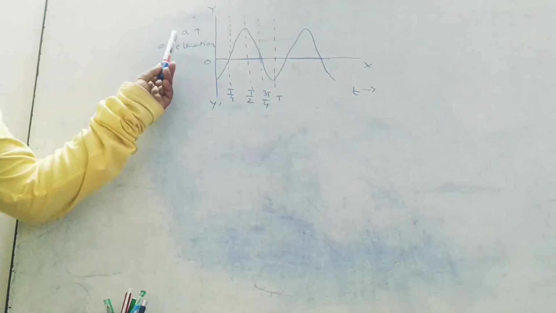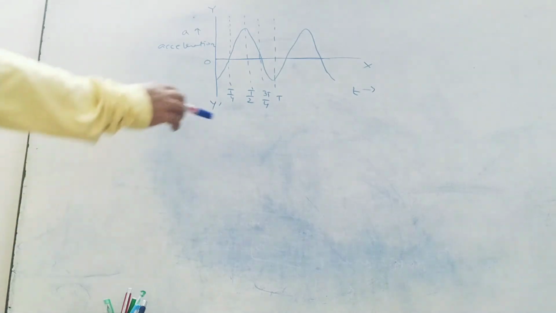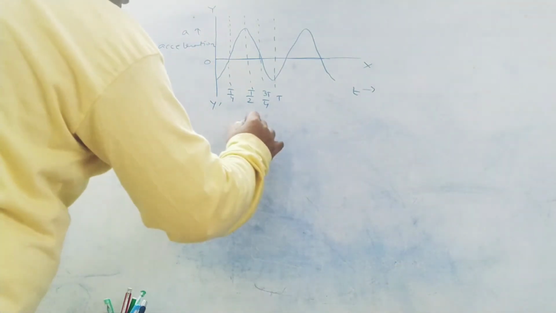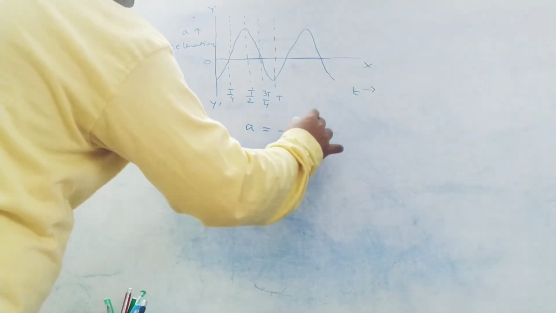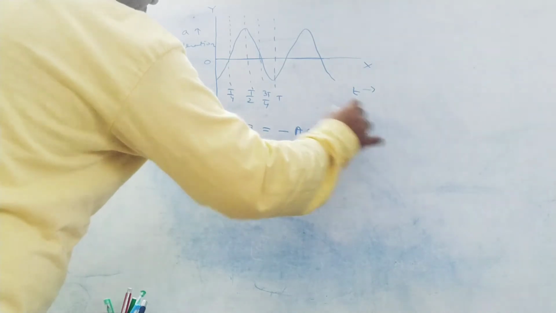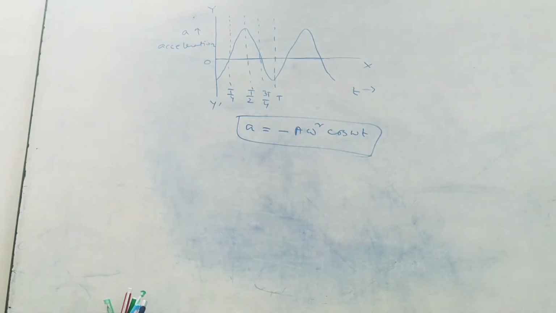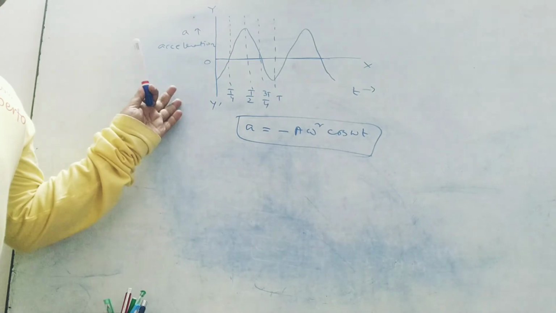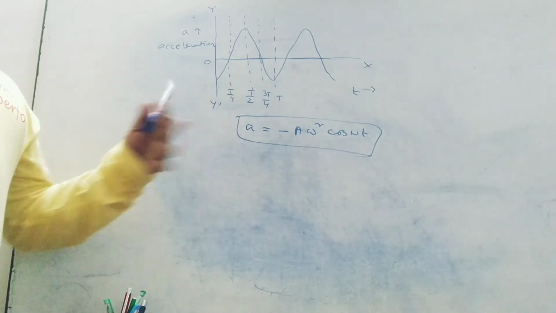This graph shows the acceleration versus time curve. Along x-axis we plot time t, along y-axis we plot the acceleration of the particle a. This graph represents a equal to minus a omega square cos omega t equation. Therefore, we can say that the displacement curve and acceleration curve are almost mirror image to each other.